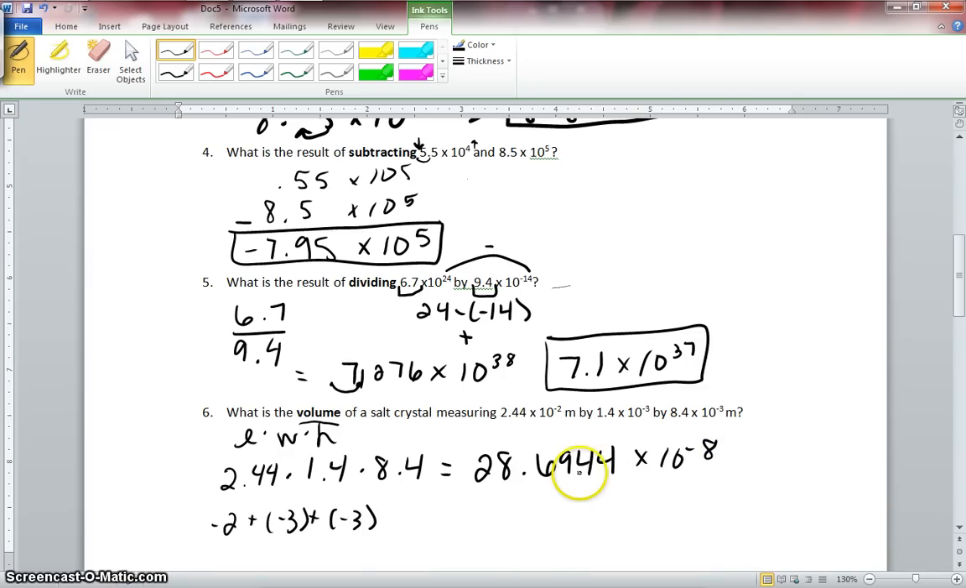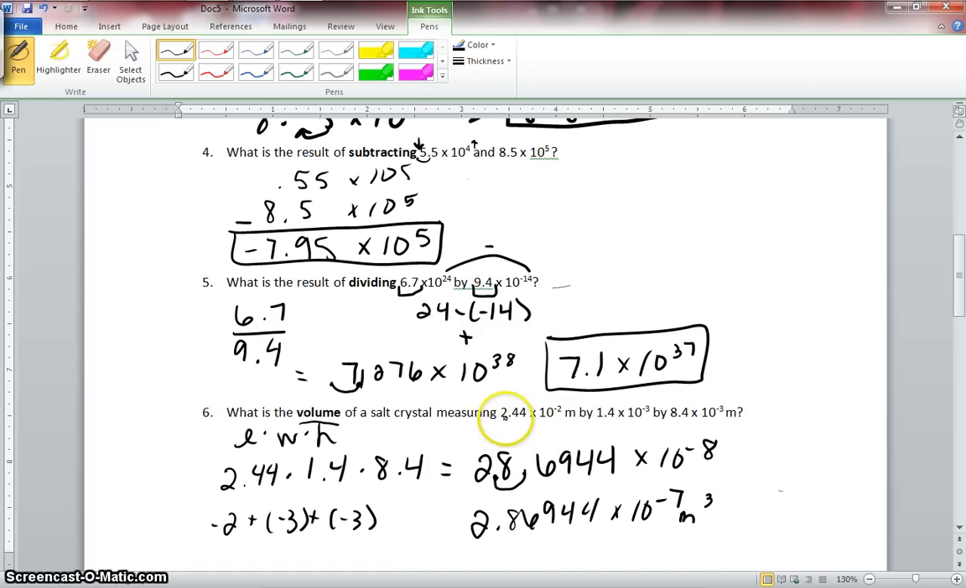Is it correct scientific notation? No, we need to move the decimal over 1. We're making this number smaller, so this number has to get bigger. So it's going to be 2.86944 times 10 to the negative 7th meters cubed. Don't forget, meters times meters times meters is going to give us meters cubed.